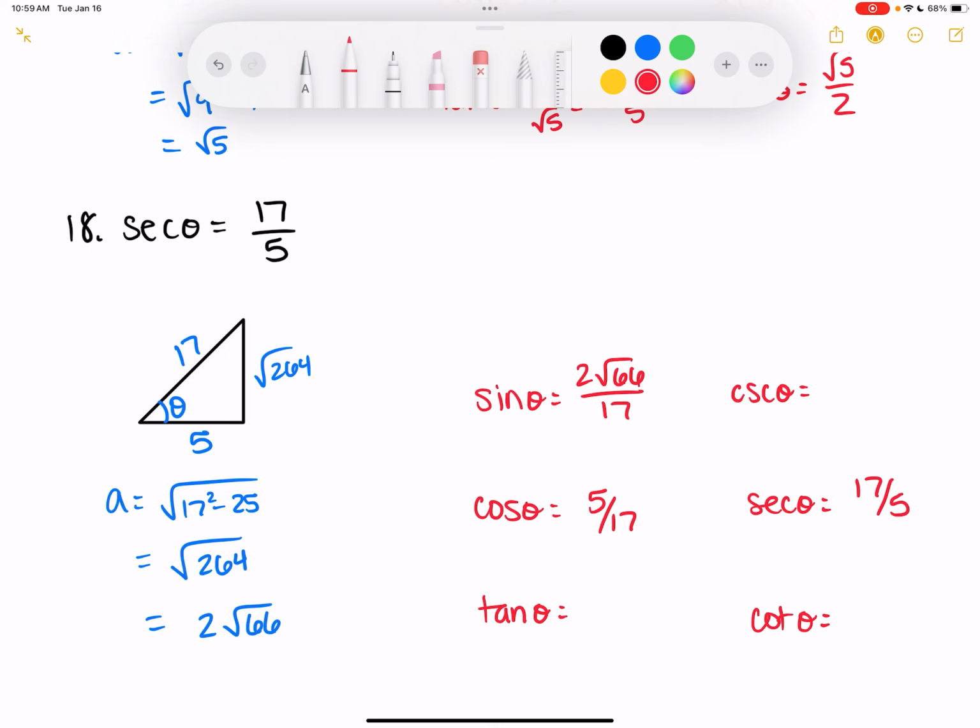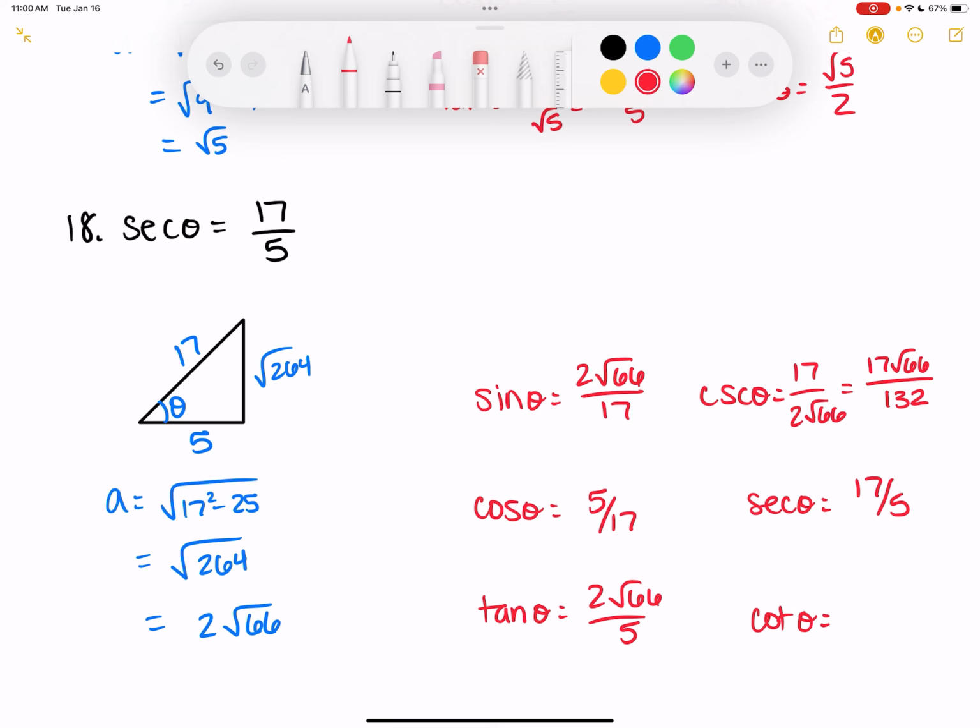Tangent. 2 square root 66 over 5. Yep. So then cosecant, I'm going to bring this over because I'm probably going to need some more room. So cosecant, when we flip it, we've got 17 over 2 root 66. So then when we rationalize it, that's going to give us 17 root 66 over 2 times 66, okay, which is, what is that, 132?